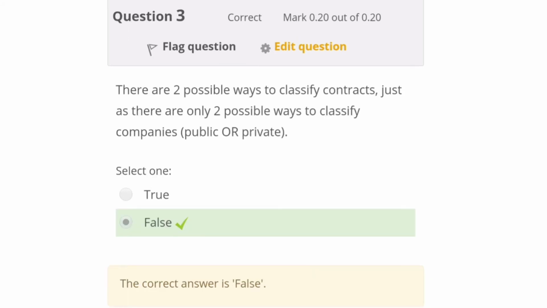Okay, so question 3 says there are 2 possible ways to classify contracts, just as there are only 2 possible ways to classify companies. Well, once again, this is clearly false, because first of all, recall that there is no real connection between classifying contracts and classifying companies. And even if we do attempt to compare the classification of companies with the classification of contracts, even then the first half of the statement is clearly incorrect. Because once again, if you refer to the slides, you can see that there are clearly 3 possible ways to classify contracts. And just in case you don't remember, the first one is on the basis of formation, the second one is on the basis of enforceability, and the third one is on the basis of performance.